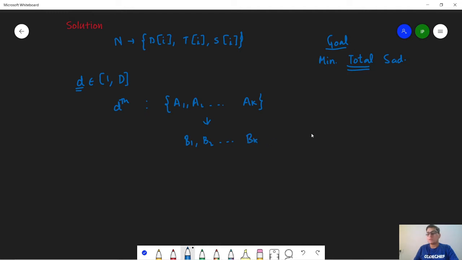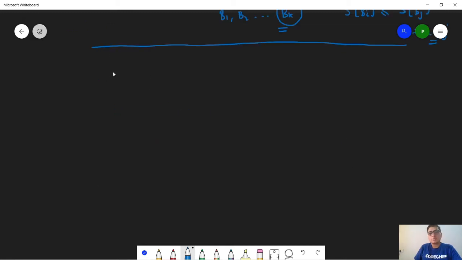In this sequence, S of B of I is less than or equal to S of B of J for all I less than J, which means that this sequence is sorted by the sadness value. Now it is pretty much obvious that we will always take the trainer that has the maximum sadness value. Hence, we will always take B of K. Now let us look at why this is true.